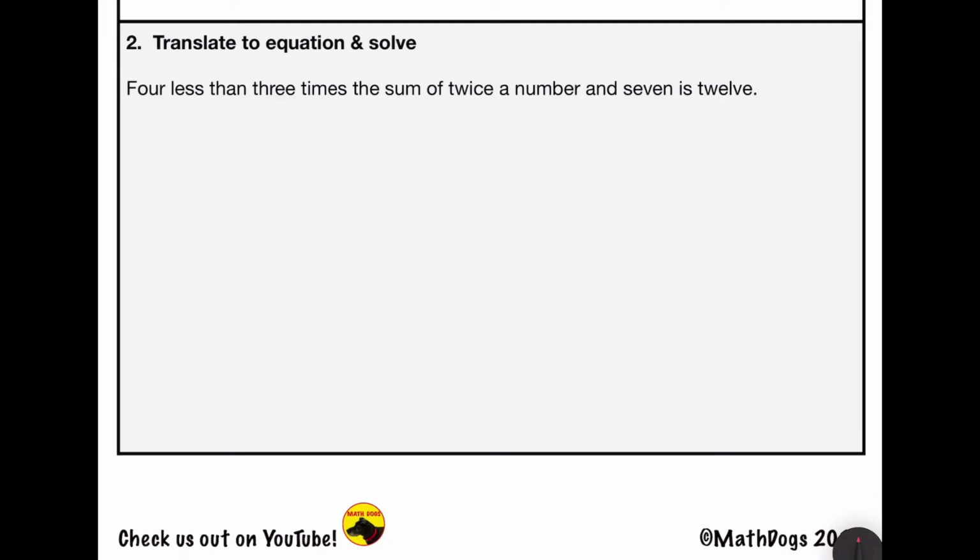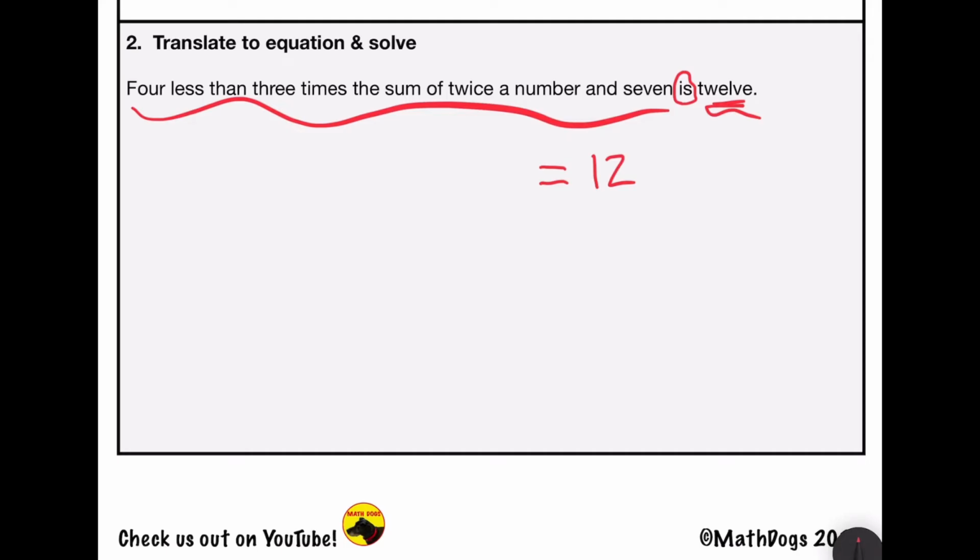Problem number 2 is again a type of problem to translate to an equation and solve. It says 4 less than 3 times the sum of twice a number and 7 is 12. So, like I said, as with any word problem, I want to break it apart, and one of the first things I'm going to look for is my equal sign. There's the word is. That's going to separate the left side expression from the right side expression. And in fact, I know the right side expression is 12. So this equation will be equal to, and I'm going to have a 12 on the right side.